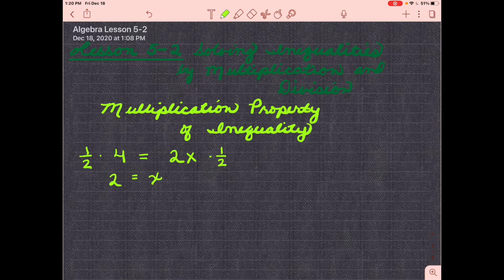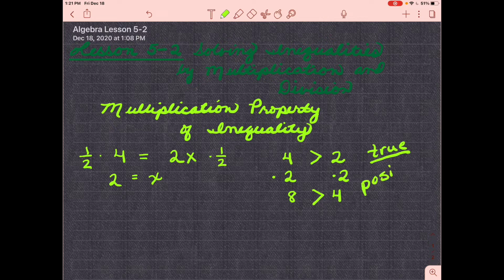But we have a little bit of trouble when we are dealing with inequalities. So 4 greater than 2 is a true statement, correct? 4 is more than 2. And if I just want to multiply by a positive number, so let's say here I want to go times 2, then I'll end up with 8 is greater than 4, and it's still true. And it will be true as long as I multiply by a positive number.